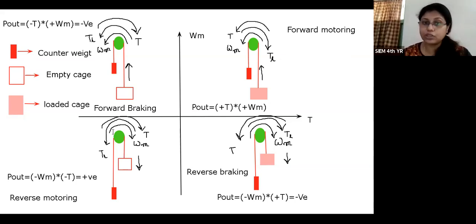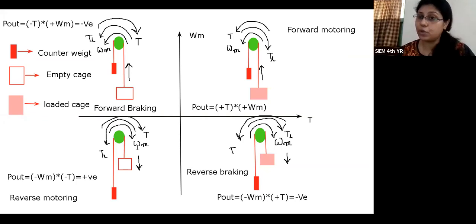Similarly, in the case of the third quadrant, when the drum is rotating in clockwise direction, this is the direction of omega m, the clockwise direction. When the cage is empty, the weight of the counterweight is greater than the empty cage, so obviously load torque will occur. The direction of the load torque is towards the counterweight. So this is the direction of the load torque. Now, as the cage is empty, the direction of the motor torque is opposite to the load torque. So this is the direction of the motor torque. Capital T is represented by the motor torque.